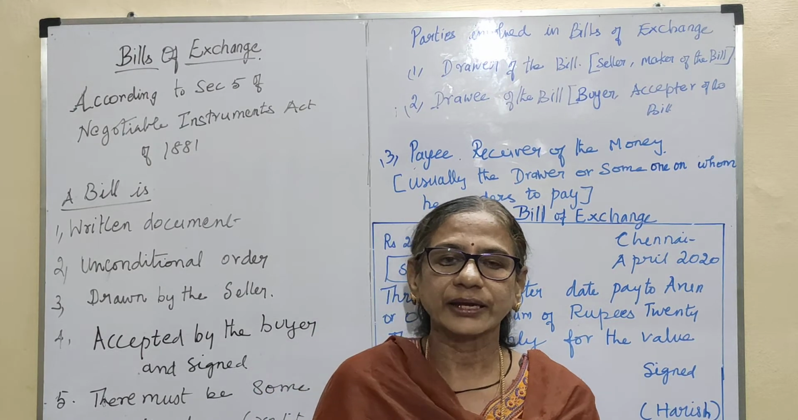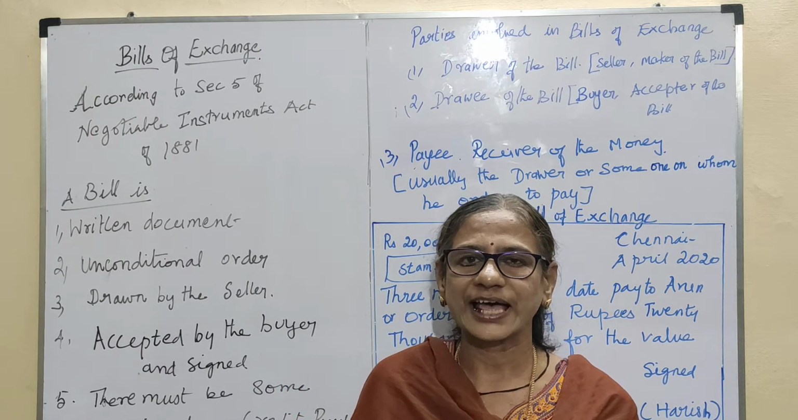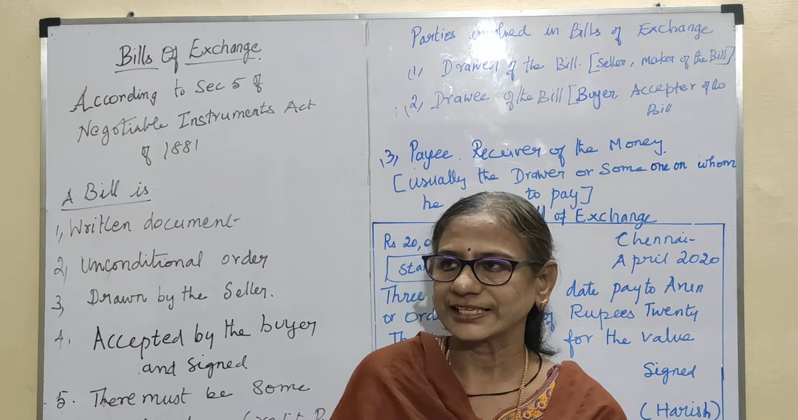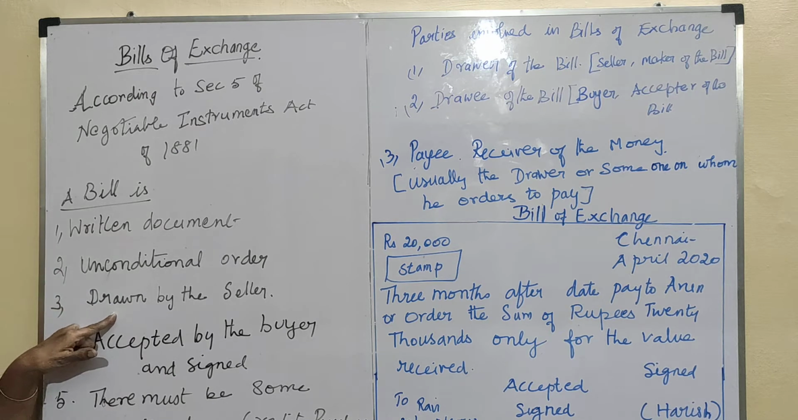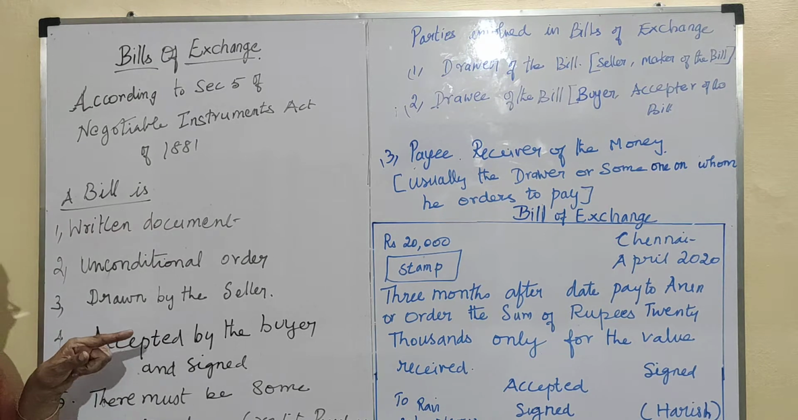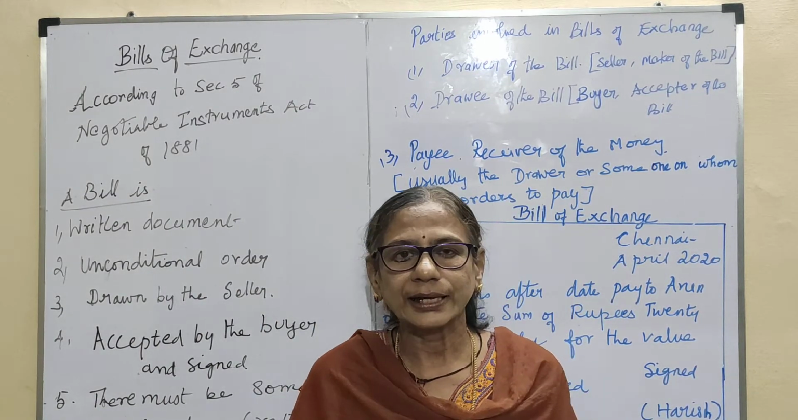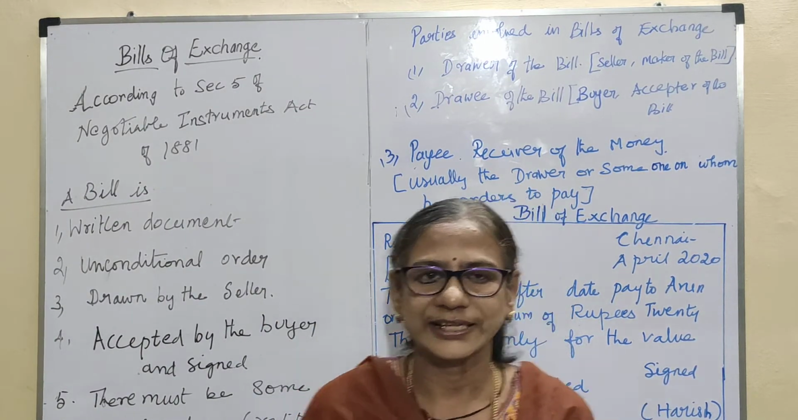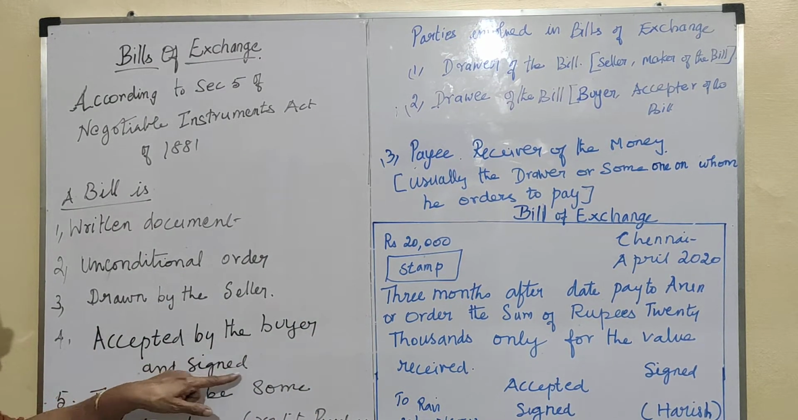Now, according to the Indian Negotiable Instruments Act 1881, Section 5 says like that. According to Section 5 of the Negotiable Instruments Act of 1881, a bill is a written document. It's an unconditional order drawn by the seller and signed by the seller. Drawn and signed by the seller. And it must be accepted by the buyer. The bill gets a legal value only when the buyer signs. The seller draws the bill, and it is accepted and signed by the buyer.